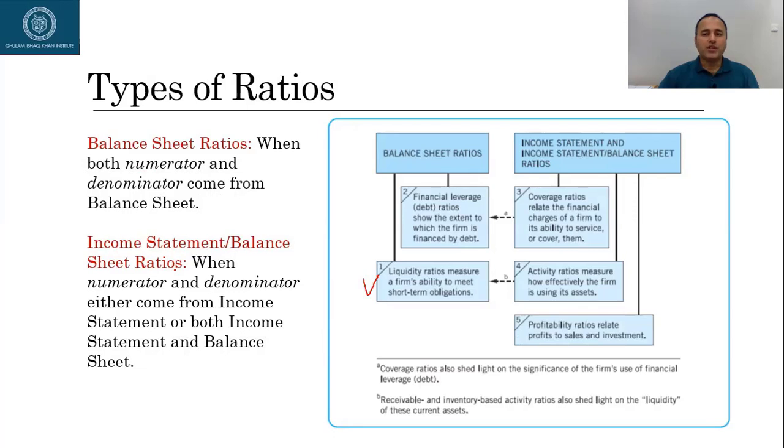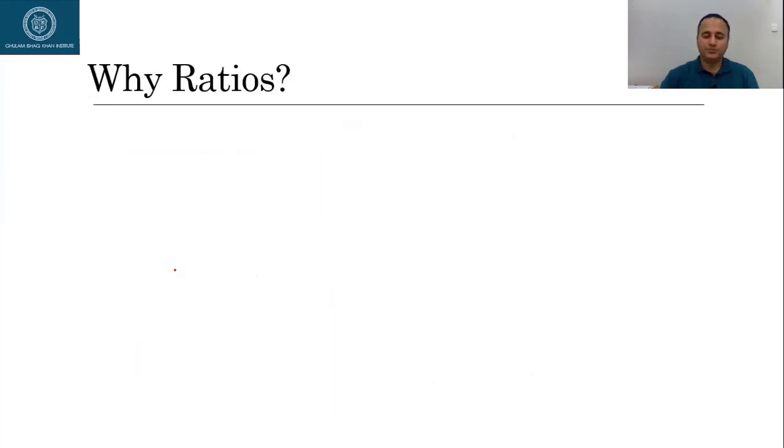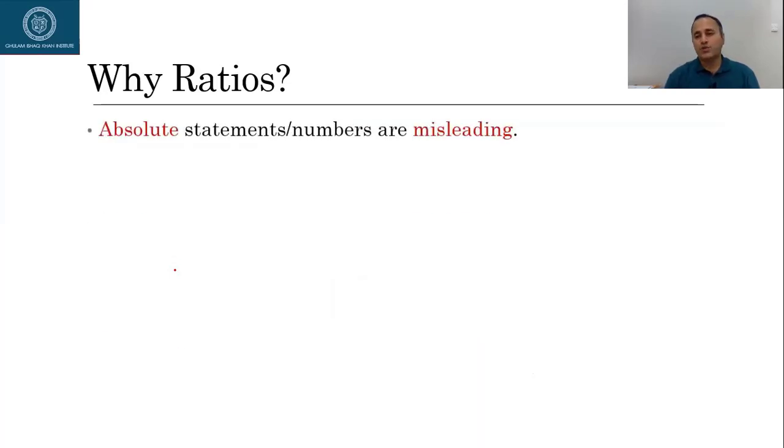You can also categorize them into three types: balance sheet ratios, income statement ratios, and then mixed ratios. But the book uses only two categories: balance sheet ratios, and income statement and balance sheet ratios. It's simple. If both the numerator and denominator come from the balance sheet, I repeat, they are balance sheet ratios. If they come from multiple sources, for example the balance sheet and income statement, then they are called income statement balance sheet ratios. The next question we should ask ourselves is, why ratios?